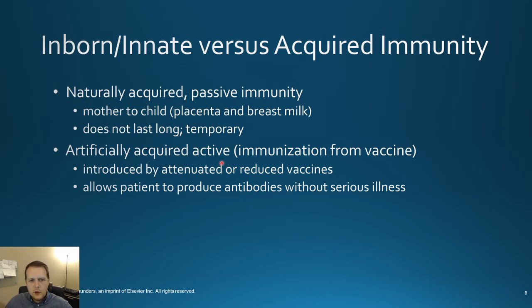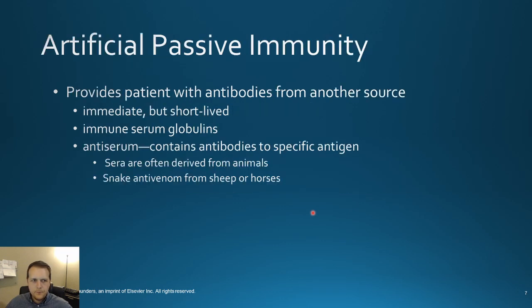However, from artificially acquired forms like immunizations from a vaccine, again, this is typically introduced by using a weakened or an attenuated form of a virus, or maybe just a killed form of it, things like that, or potentially even a subunit of the virus or bacteria. And then that allows the patient to respond to it to produce their own antibodies without getting seriously ill themselves, right? So that's the benefit. You get the benefit of immunity without getting the illness yourself.